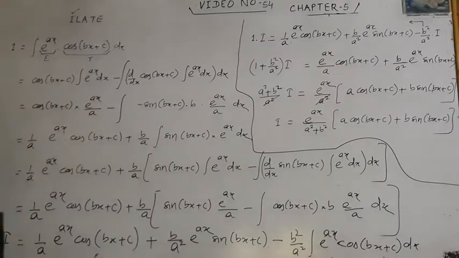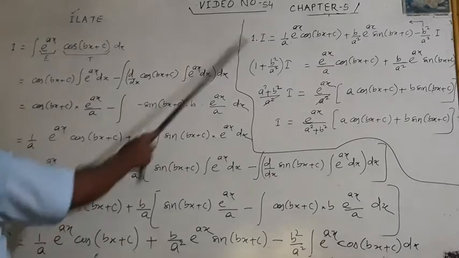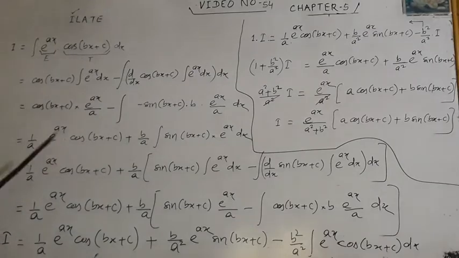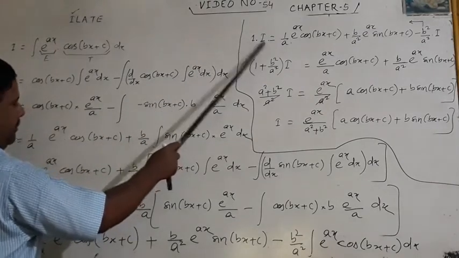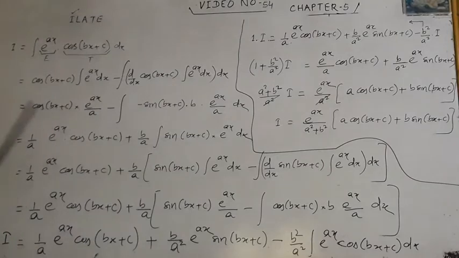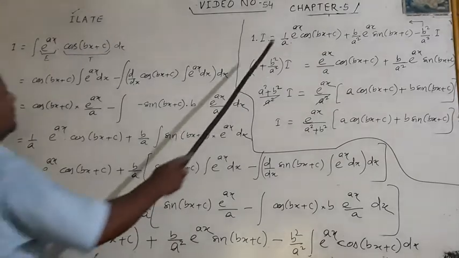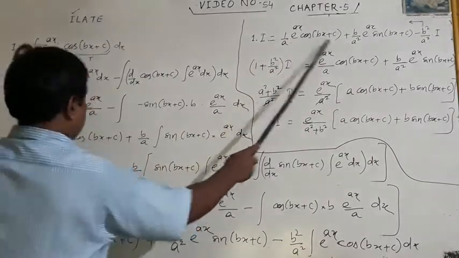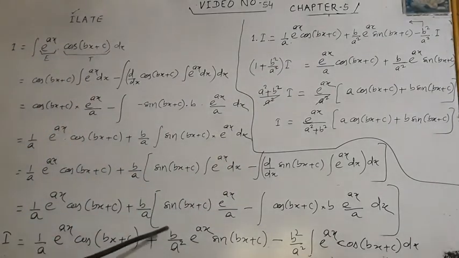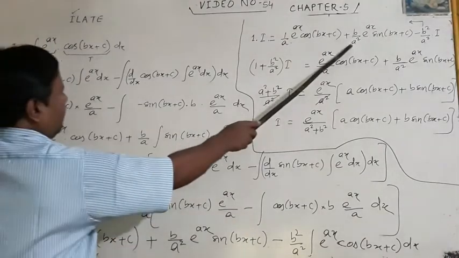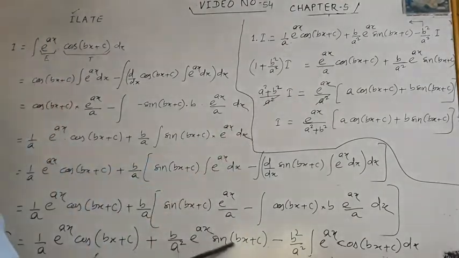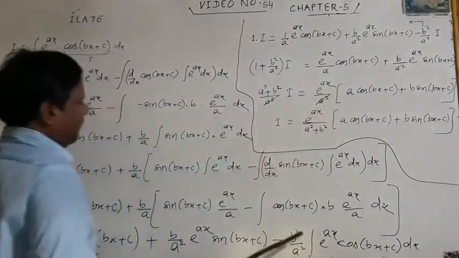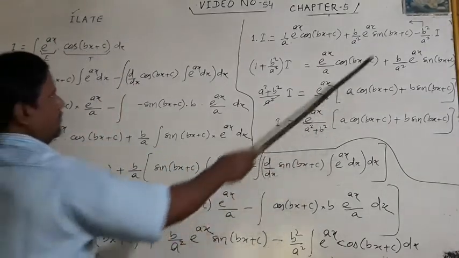Now look here. Now I am going from this step to that. In place of I, can I not write 1 times I? No problem. Now e to the power x by a, I am writing 1 by a e to the power x cos(bx + c). And b by a squared e to the power x sin(bx + c), I am keeping as it is, minus b squared by a squared.